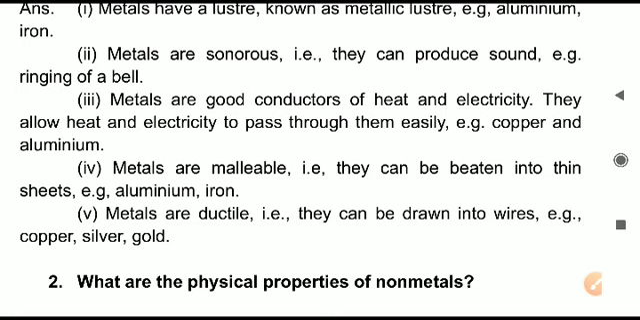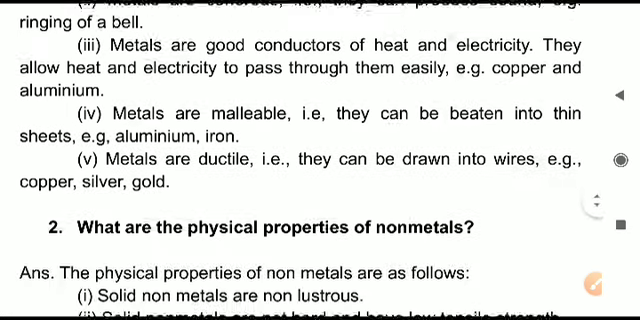Metals are malleable. Point number 5, metals are ductile. That is, ductility is the property. What is happening in this? The metals can be drawn into wires. We can convert the metal into wires, like copper, silver, gold. All these can be converted into wires used in various appliances. Gold is used in jewelry and all. So this is based on the property of ductility.